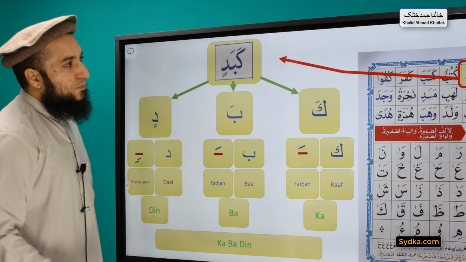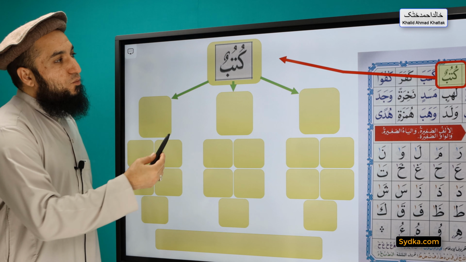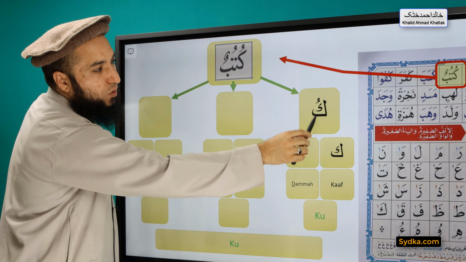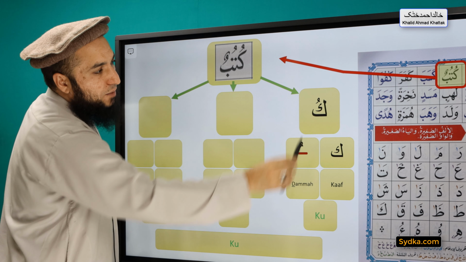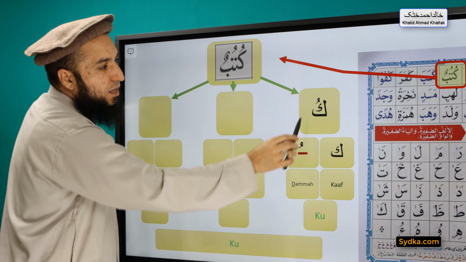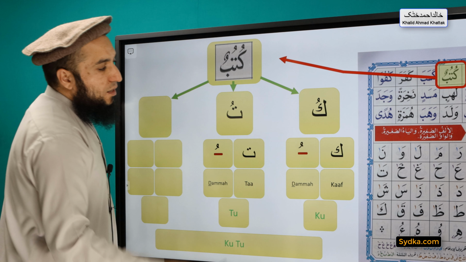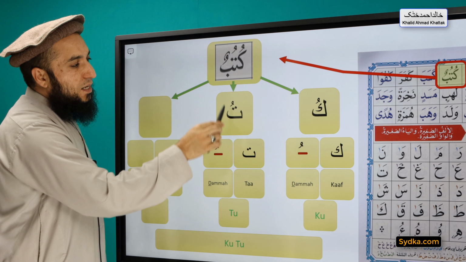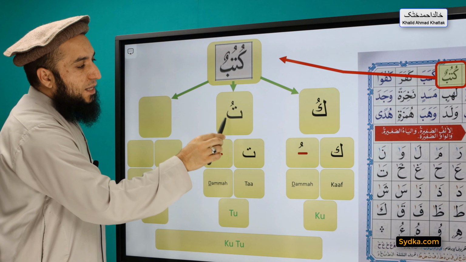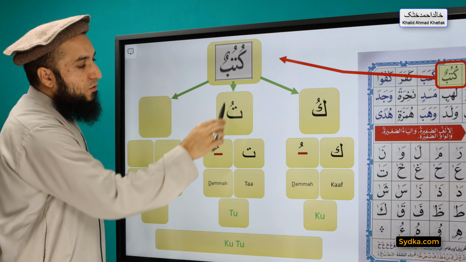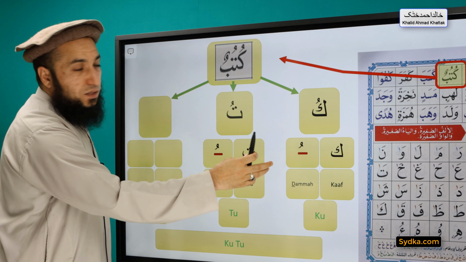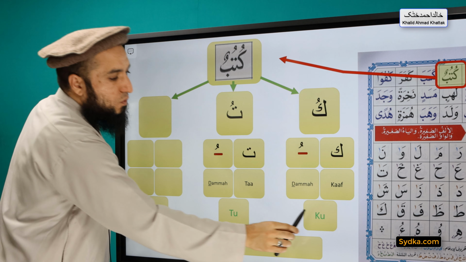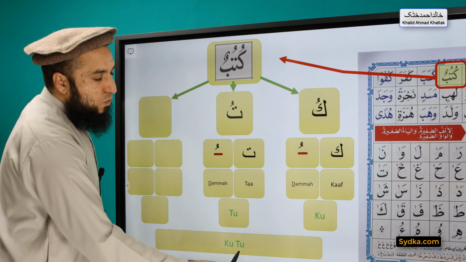So the next word we have is kutubun and it has three syllables. The first syllable we have is kaf dhamma ku. Kaf is not silent and we have dhamma. Kaf dhamma ku. The second syllable we have is ta dhamma tu. Ta is not silent and we have dhamma. Ta dhamma tu. And then we combine these two syllables and we have kutu, kutu.